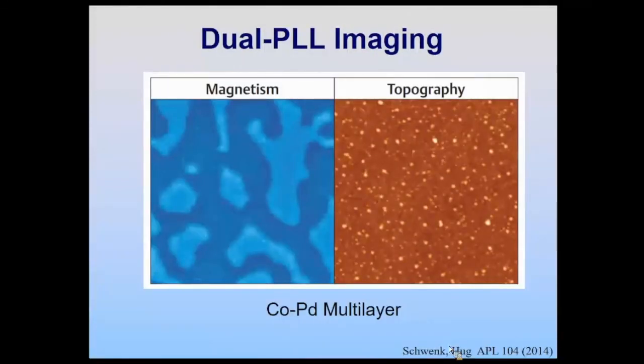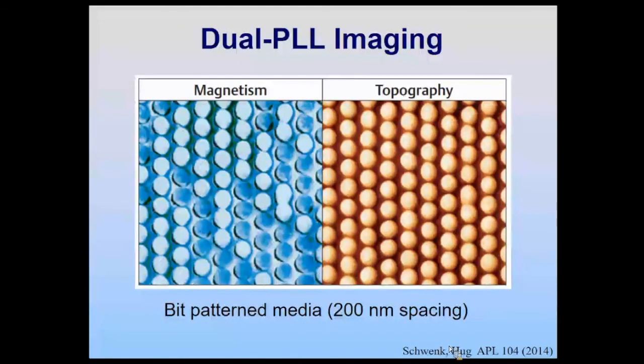That's one example. Here's another example. Here's a measurement of magnetic properties and topographic properties of the sample, which are taken simultaneously. This is using a slightly different technique than the one that I mentioned just a second ago. This is using dual PLL imaging. And so let me take a second to explain what that is. Actually, I'll show another picture. These are also taken simultaneously.